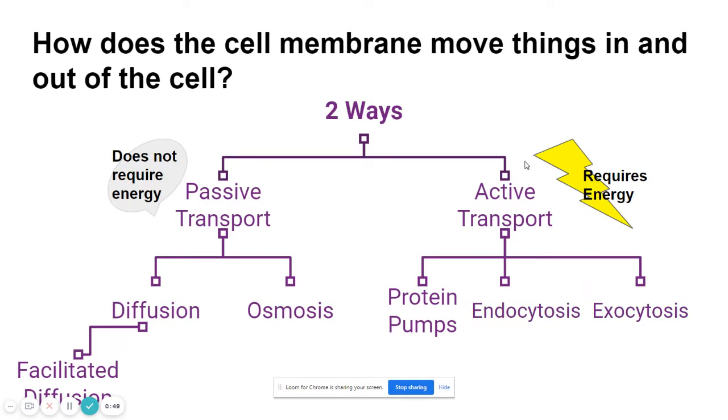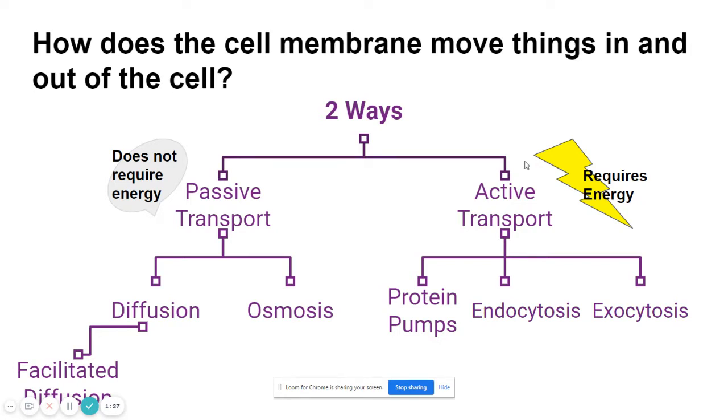So, how does the cell membrane move things in and out of the cell? There are two main ways that the cell membrane does this. The first is through passive transport. And just from the name, we can assume that passive transport happens on its own, passively, without the need for any external help. Specifically, it does not require any energy. So materials are moved in and out of the cell membrane during passive transport without the need for any energy to be used. There are two different types of passive transport mechanisms.